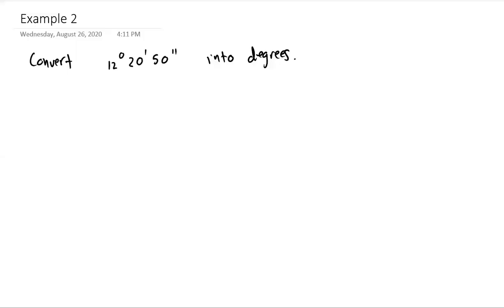Hello. In the previous video, we saw how to convert from degrees into degrees, minutes, and seconds. In this video, we're going to go the opposite way. We're going to see how to convert from degrees, minutes, and seconds into just degrees. Basically, the idea is exactly the same thing we did before. We're going to tackle this by parts.